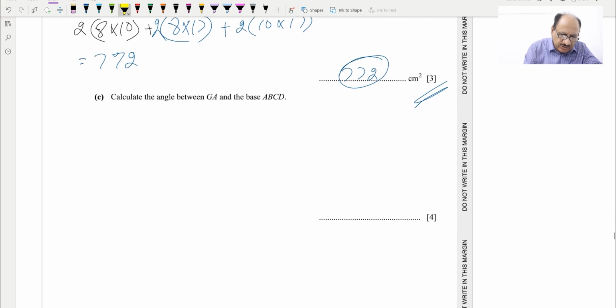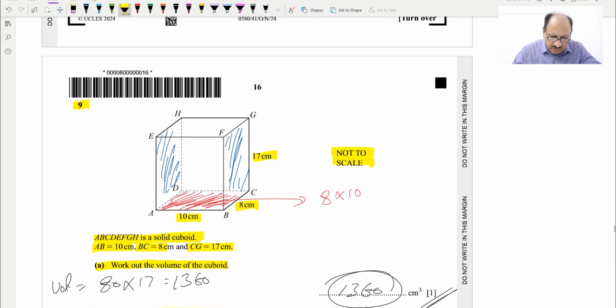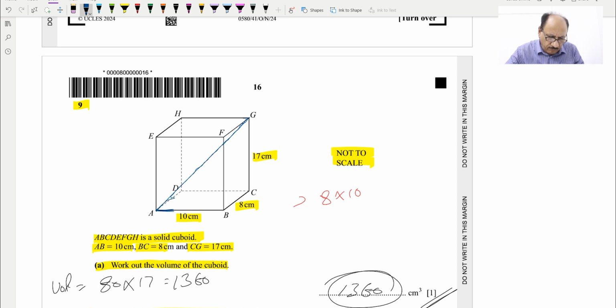Then the C part says calculate the angle between GA and base. GA is which one? We can draw GA. For that I will erase this. GA and base is required, so GA, if I draw, GA will be this one, GA and the base. So for base also we need to draw the line, and that will be this one.